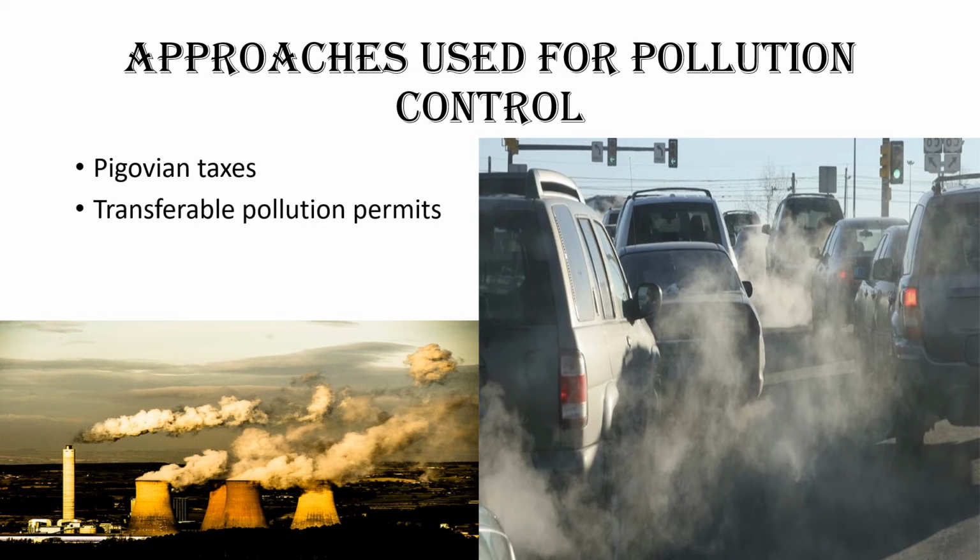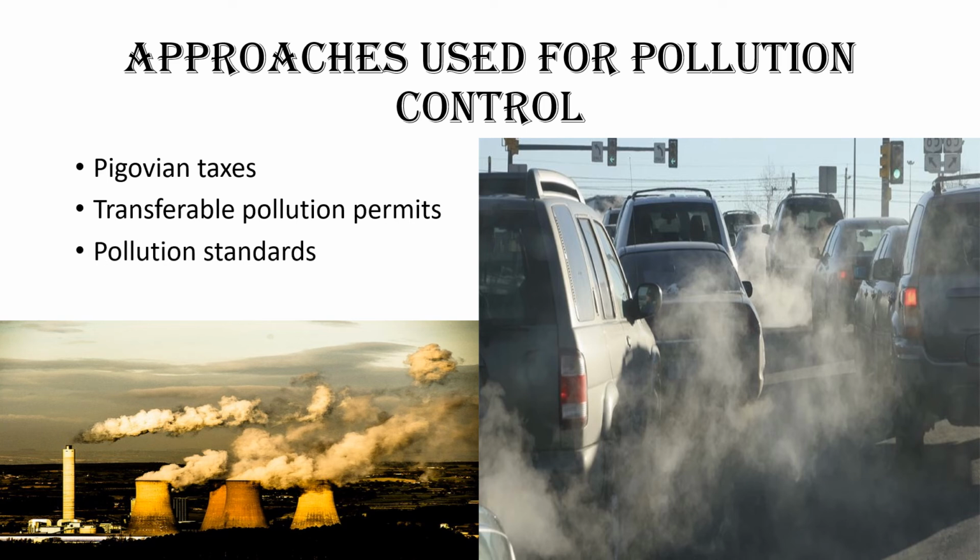Next comes the transferable pollution permits. These allow firms to emit only the level of pollution for which they have permits. Transferability implies that the firm can now buy and sell these permits in the open market, with low emitting firms able to sell extra permits and the high emitting firms are able to purchase the additional permits.